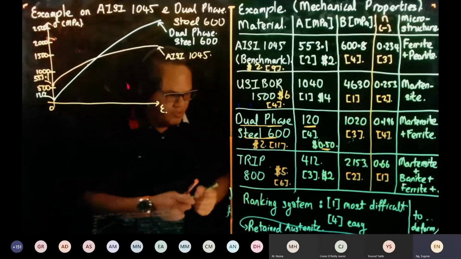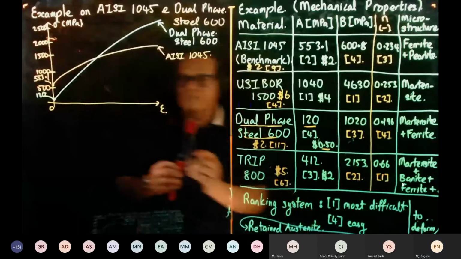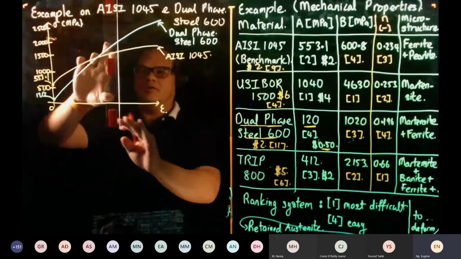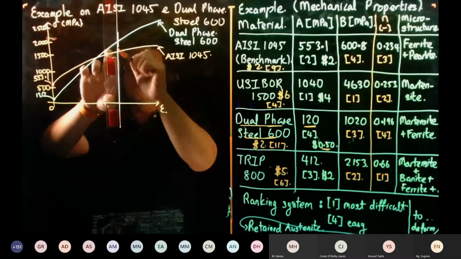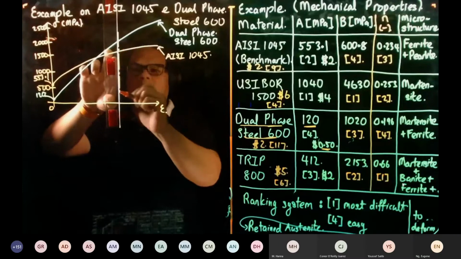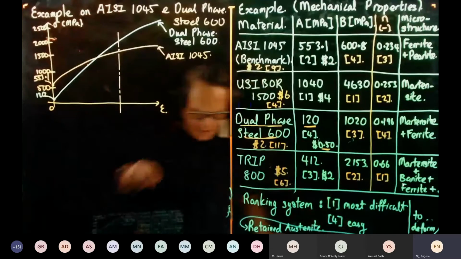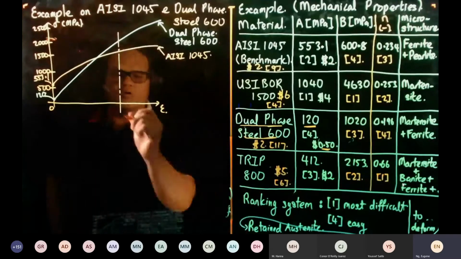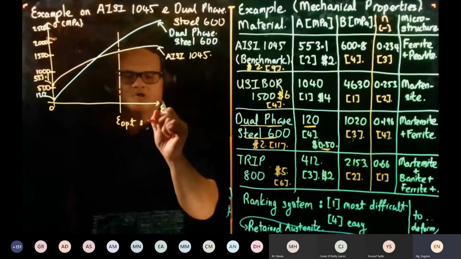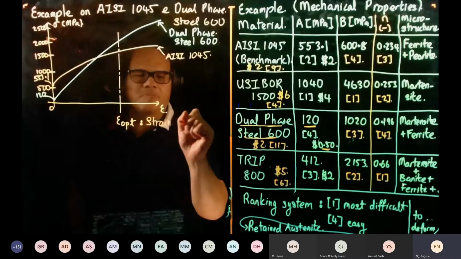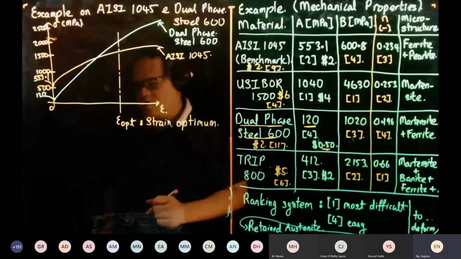So what I want to highlight is this. At a certain point, at this point, somewhere down here, I don't know where it is. Somewhere down here. This line that I've drawn, this location, I'm going to call epsilon OPT, which stands for strain optimum. Right, I call it strain optimum.